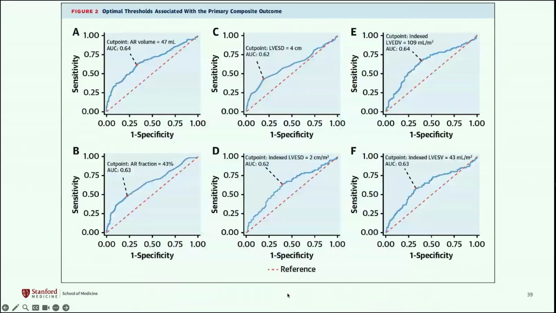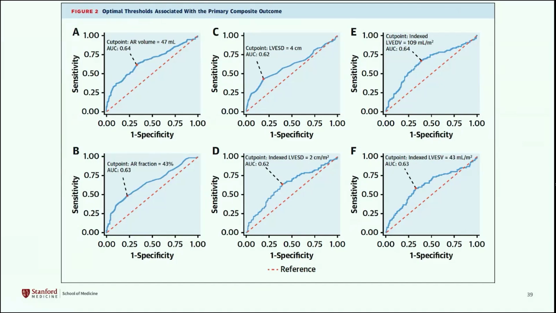And so when we look at the receiver operating curves and AUC here for what our optimal threshold should be, you can see a regurgitant volume more than 47 mL, so lower than the echo cutoff of 60, a regurgitant fraction more than 43, so a little higher than the other two studies, but lower than our echo cutoff. And then an end systolic dimension indexed more than 2, and an end systolic volume indexed more than 43. So again, right at that 45 threshold that we've now seen from echo and from multiple cardiac MRI studies.